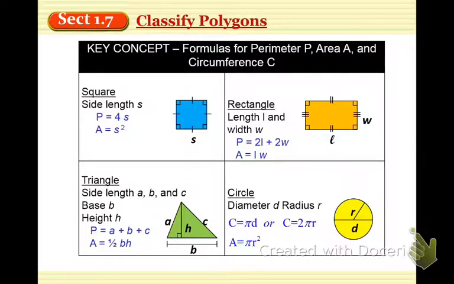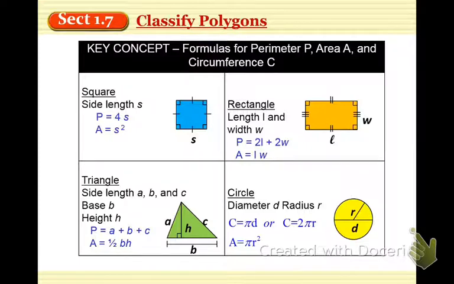Rectangle. The perimeter is going to be 2 times the length, because we have this length and this length. There's 2 of those, and 2 widths. So it's 2L plus 2W. And the area is going to be length times width.